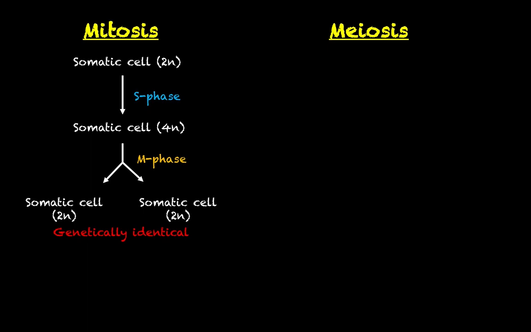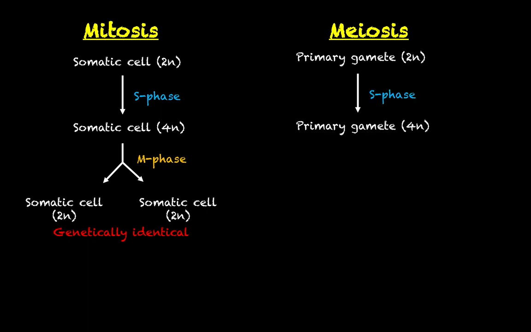and these 2 somatic cells should be genetically identical in every way to the cell that begat them. Now, meiosis is a little bit different. Those germ cells, which are a kind of stem cell that we'll be talking about later, produce a type of cell called a primary gamete. In men, these are called primary spermatocytes, and in women, they are called primary oocytes. So, these primary gametes are diploid, but they're going to go through meiosis.